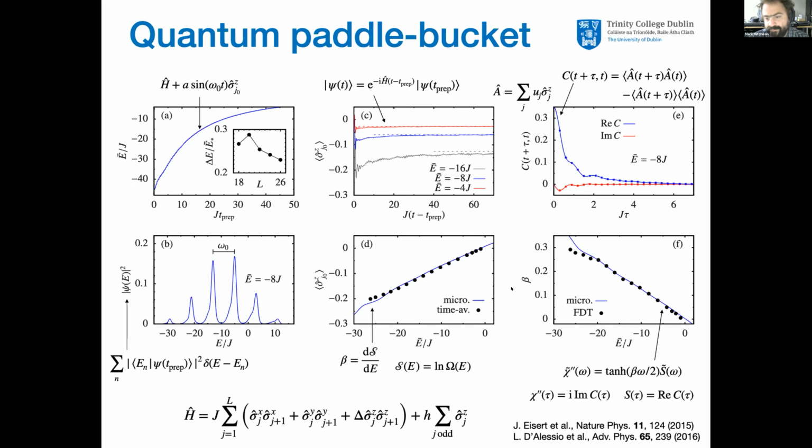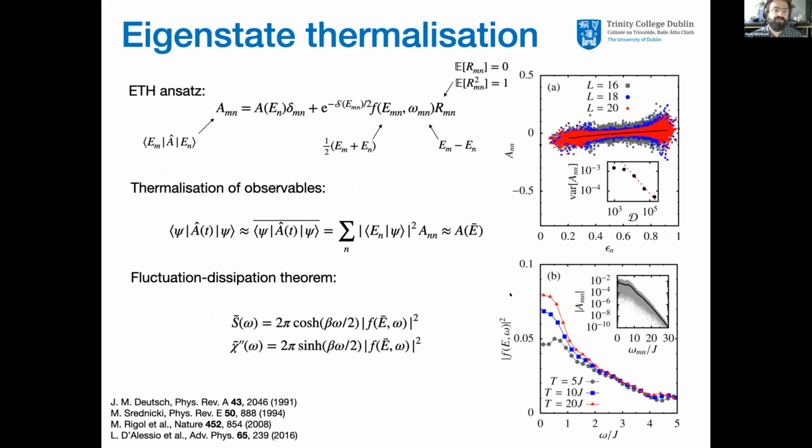And I would say in this particular system, we can fully understand where this behavior comes from through something called the eigenstate thermalization hypothesis, which I'm going to just try and briefly explain in one slide. So the basic idea of eigenstate thermalization is that each individual energy eigenstate of our many-body system contains basically all of the information of the entire equilibrium ensemble, okay?